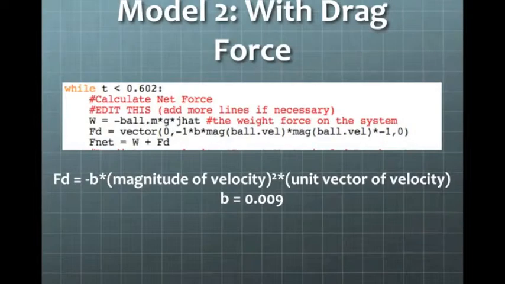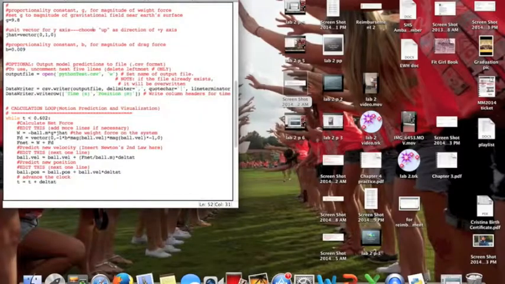For the second code, drag force is taken into account. For this code, F net equals drag force plus weight force. Drag force equals negative b times the magnitude of velocity squared times the unit vector of velocity. This can be written in code like so. B is the proportionality constant, which was found using the final position given by Tracker and trial and error. When we run our code, it looks like this.